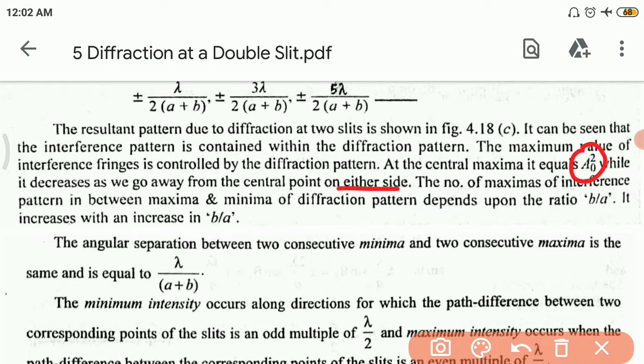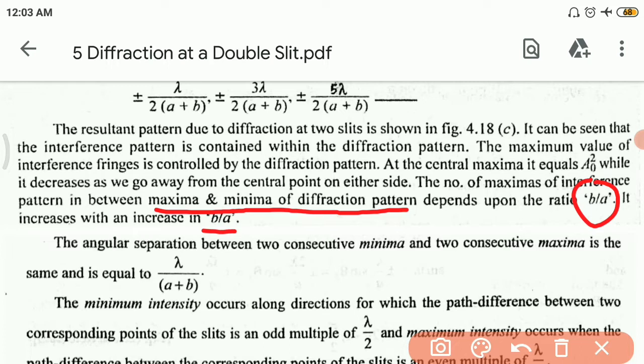Okay, then what I said: the number of maxima of the interference pattern in between the maxima and minima of the diffraction pattern depends upon the ratio, that is b by a, meaning the ratio of the widths of the opaque and transparent portions. It depends on this, and it increases with the increase in b by a.